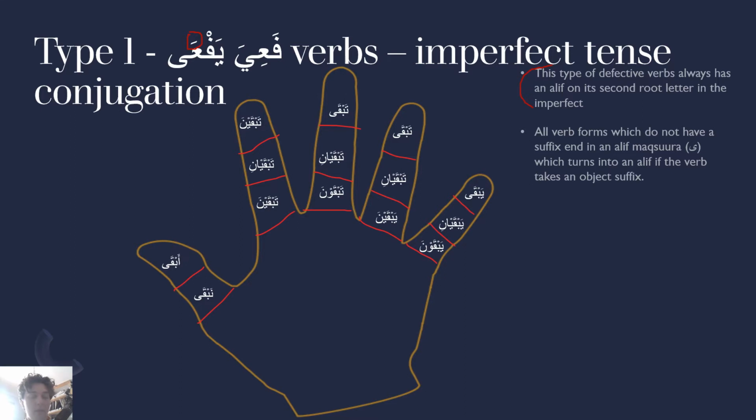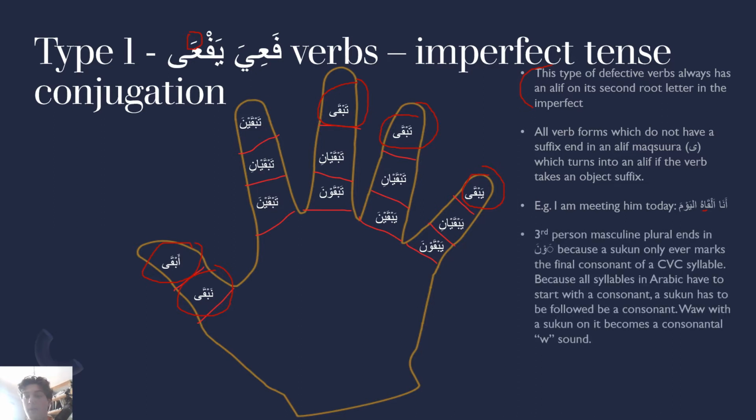And remember this alif maksura, and I explained this in video 1, turns into an alif if the verb takes an object suffix. So, for example, I'm meeting him today, it would be ana alikahu al-yawm. Can you notice that this alif maksura has become a straight alif there? So think of all the non-suffixed verb forms in the imperfect tense. They are the first person singular, first person plural, second person masculine singular, third person feminine singular, the third person masculine singular.